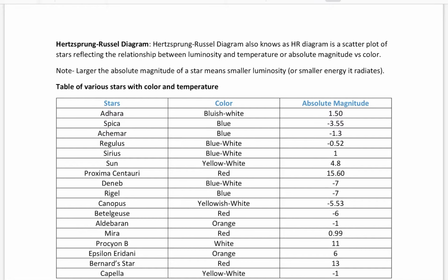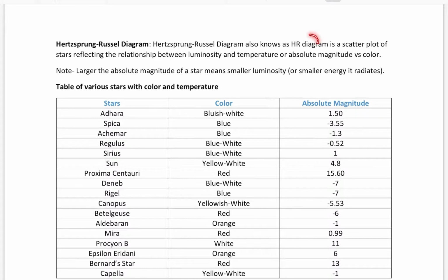In this video, I will give you the idea of how to plot the stars' luminosity and temperature, or what you call the absolute magnitude and the color, on a graph. And that graph we call an HR diagram, or the Hertzsprung-Russell diagram, also known as the HR diagram.